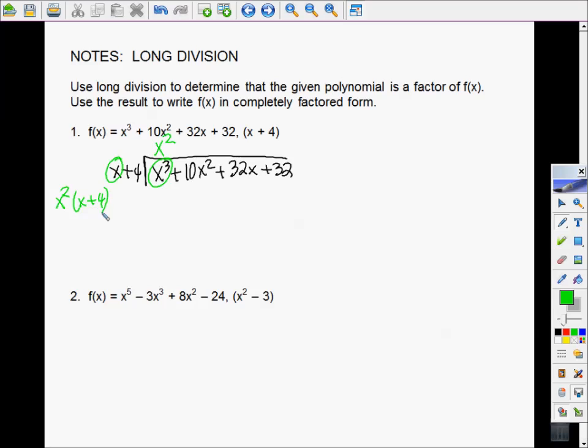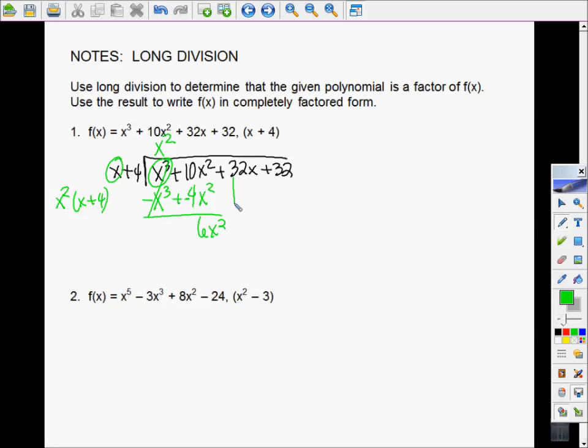Because this is a binomial, I'm not only multiplying x squared to the first term, but also the second term, because they are together. So I have x squared times x, which will give me my x cubed. But I also have x squared times 4, which gives me 4x squared. Just like we were doing, you're subtracting. When you subtract, that means you're changing the signs of everything. So instead of a positive x cubed, it becomes negative, and instead of a positive 4x squared, it becomes a negative. So x cubed minus x cubed, and then 10x squared plus negative 4x squared is 6x squared.